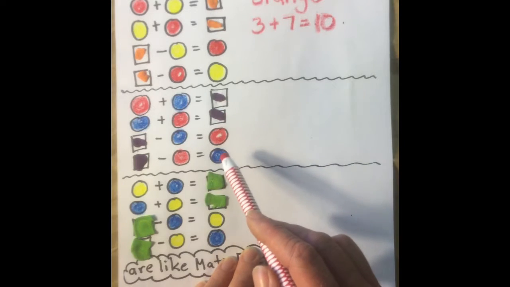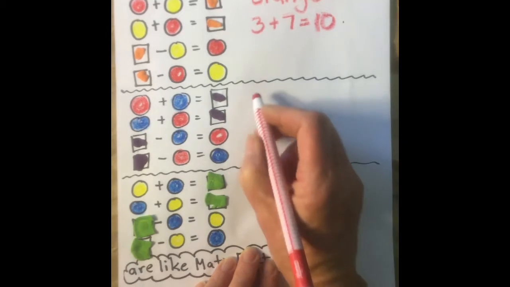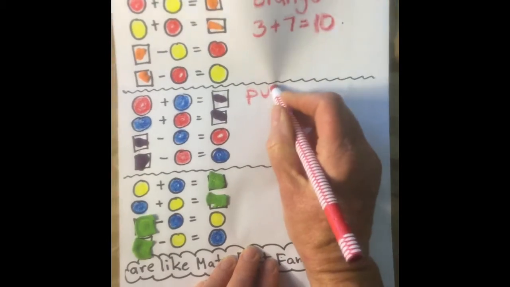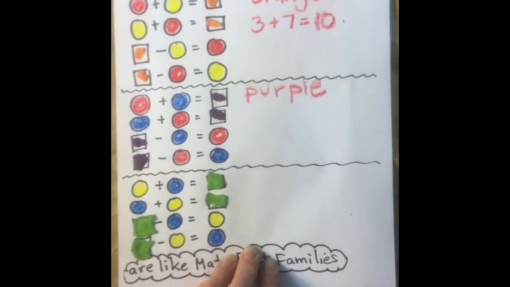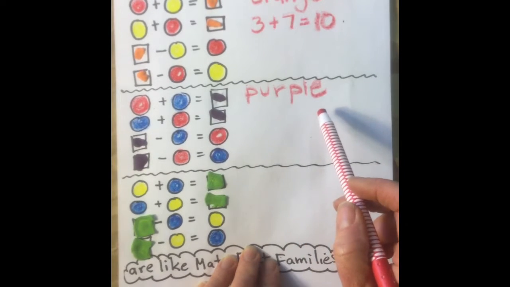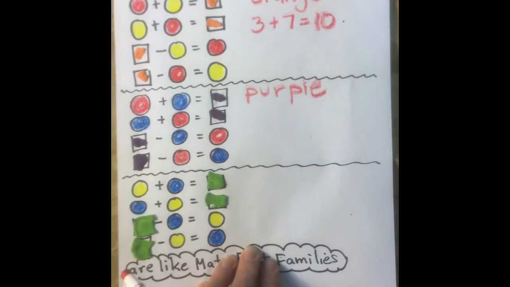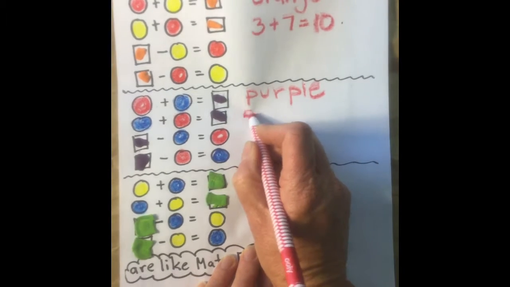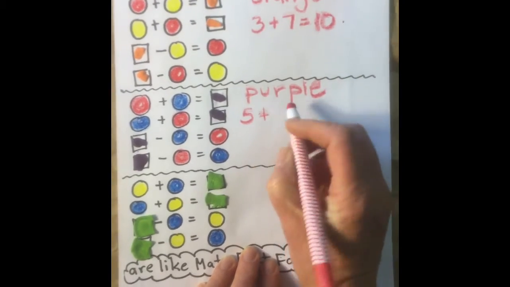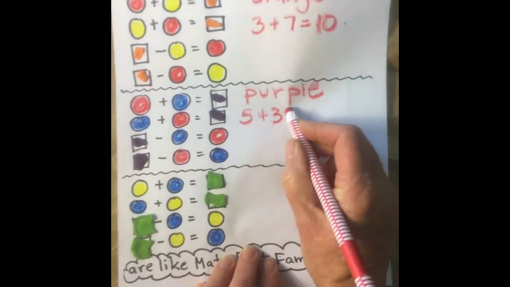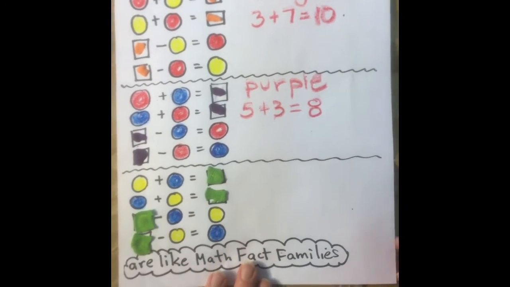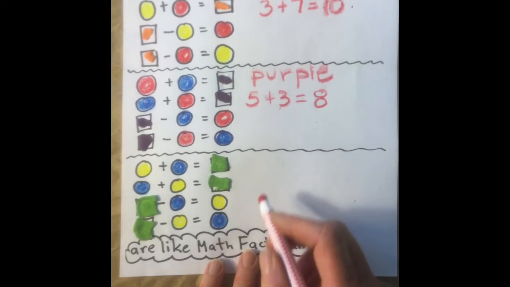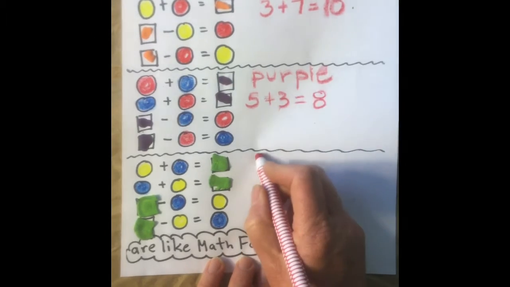The next color family we made was purple. Good work. Purple. And again, choose a fact family to write out down there in your purple color family. I think I'm going to do 5 plus 3 equals 8. Good work. And our last color fact family is green.